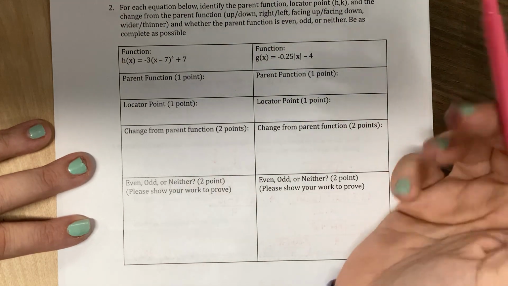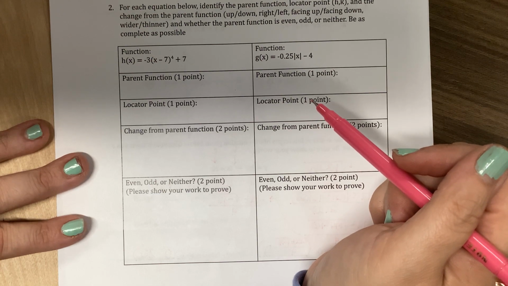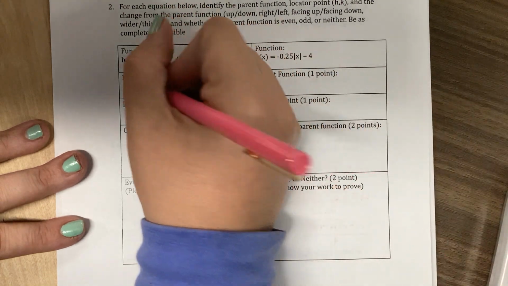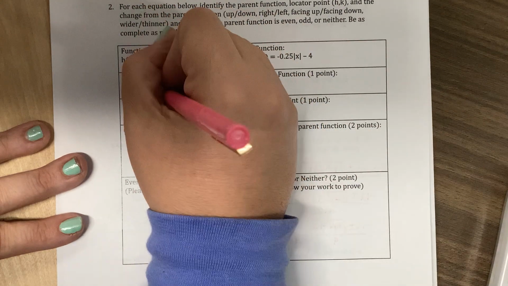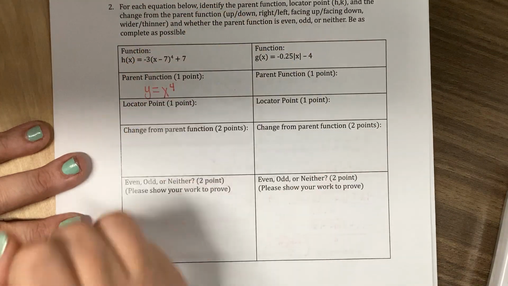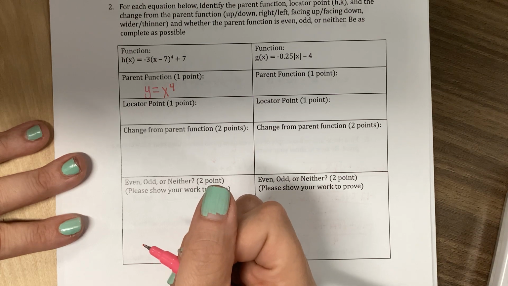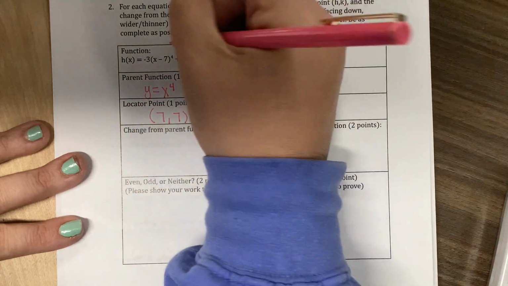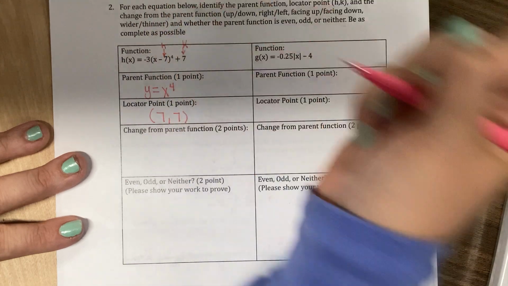So for the first one, it's all being raised to the 4th power. What's the parent function here? x to the 4th. Y equals x to the 4th. What's my locator point? 7 and 7. Is 1 negative? It is not, because remember it's the opposite of h.